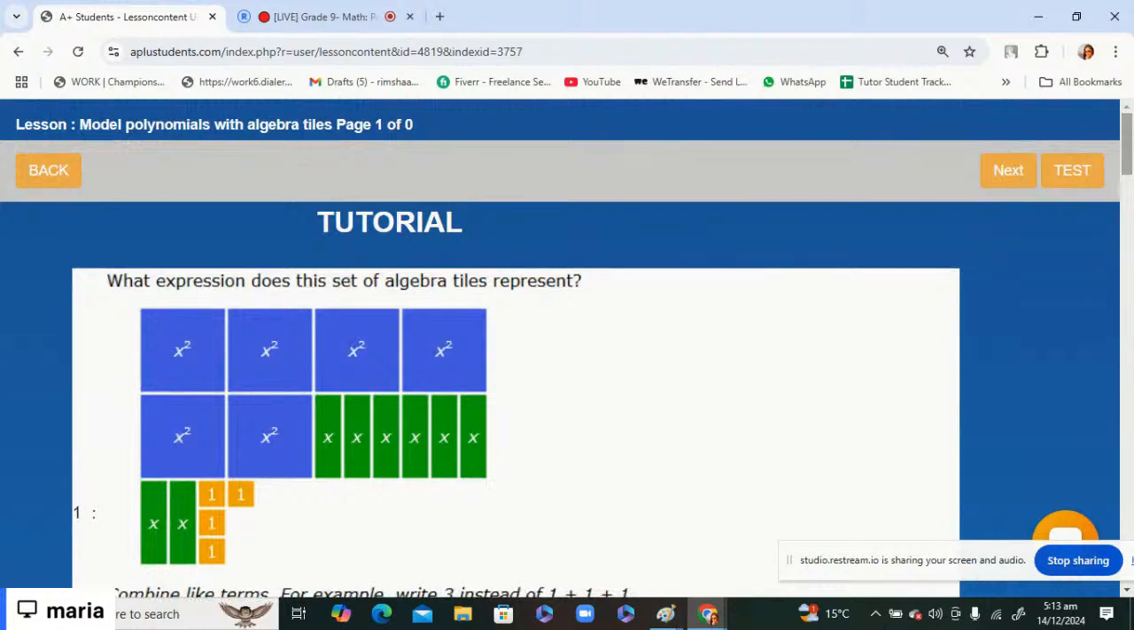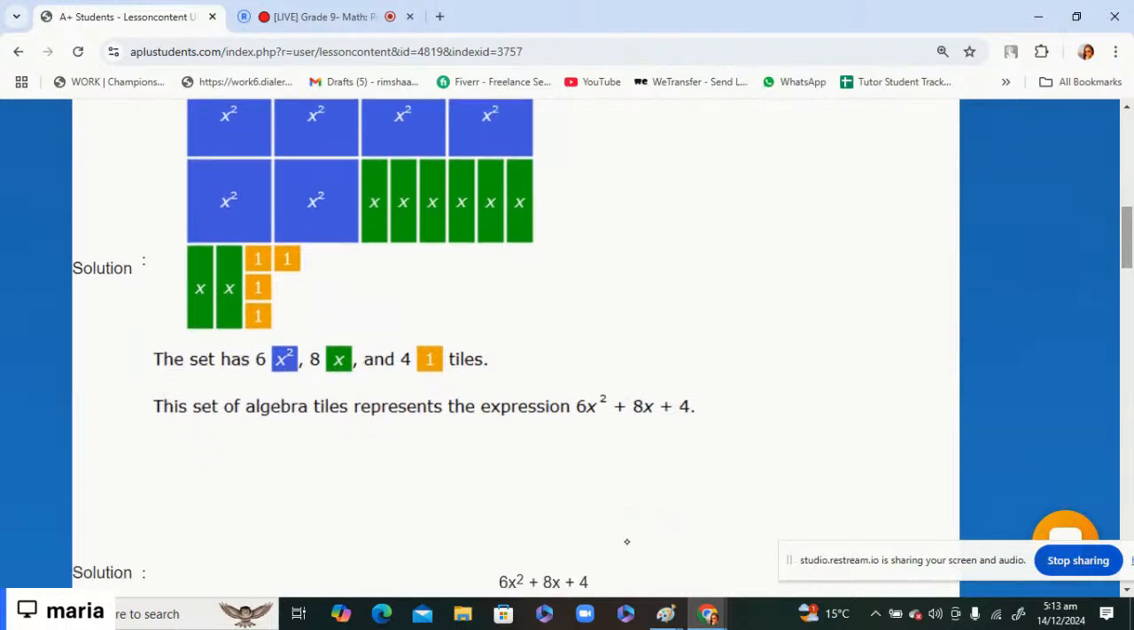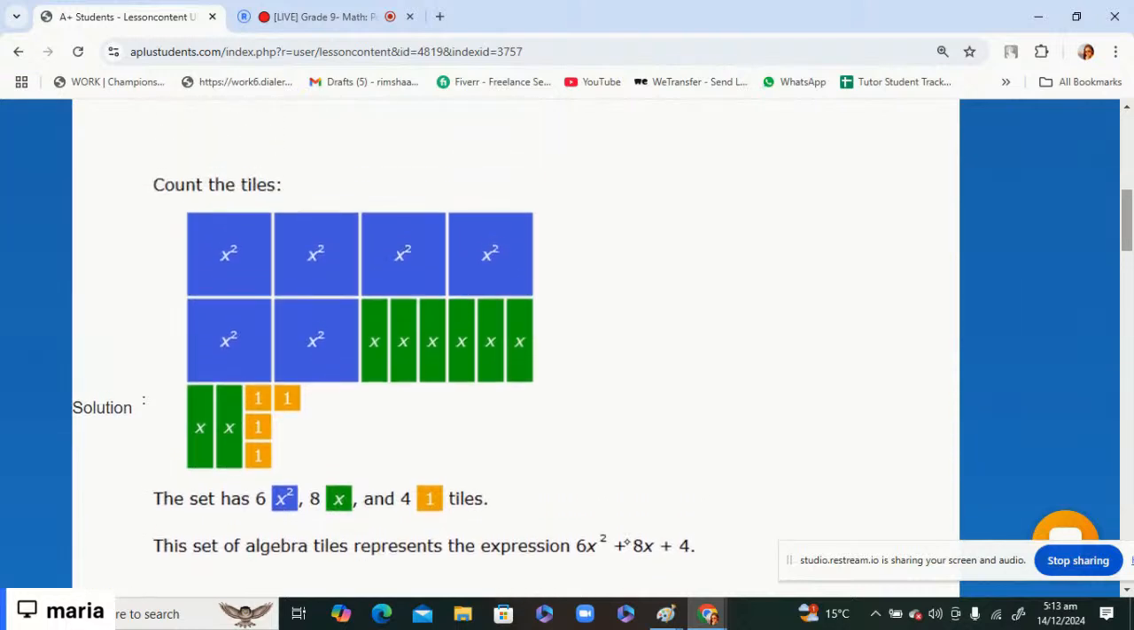So here, what expression does this set of algebra tiles represent? Look, this is some x square terms, some x terms, and then some 1s involved. Okay, so how many x square terms? It's 1, 2, 3, 4, 5, 6.